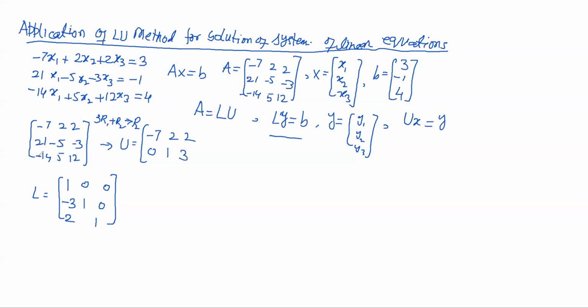And for this, what will be the row operation? It will be -2 times row 1 plus R3, and that will be R3. Okay. So -2 times, it will be plus 14, then it will be -4, -4. Now 14 minus 14 is 0. And then 5 minus 4 is 1. And then 12 minus 4 is 8. Okay.